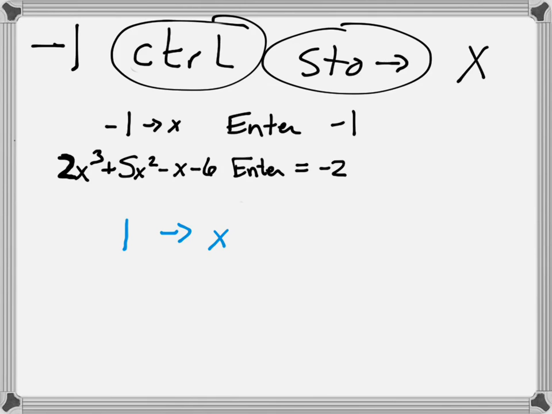Everybody find your up arrow, around the little cursor area. Hit up until you have covered the previous equation you typed in. Press enter, and press enter again.